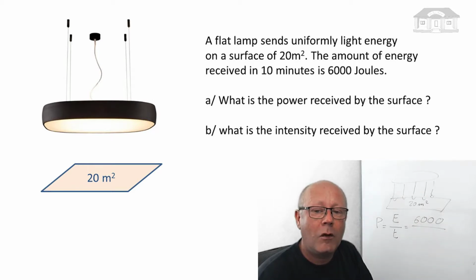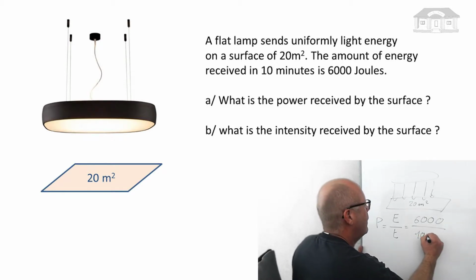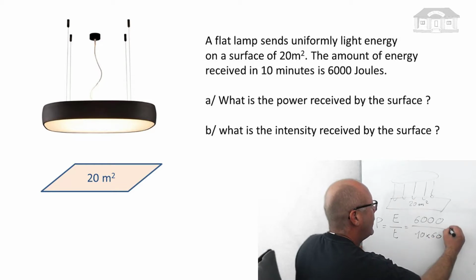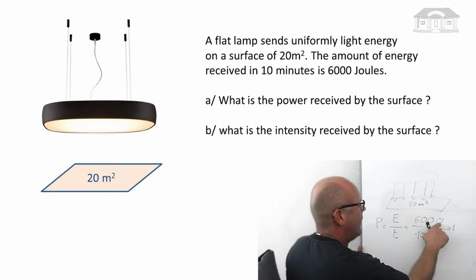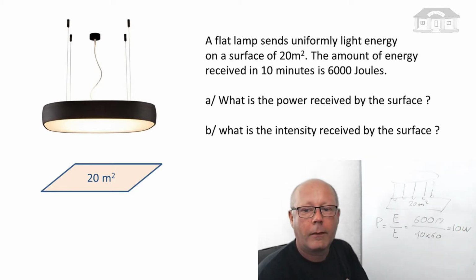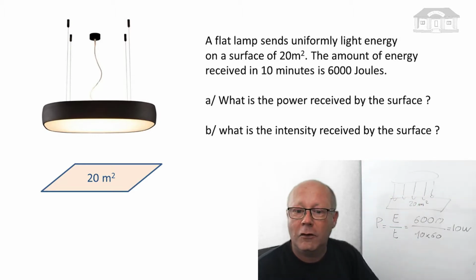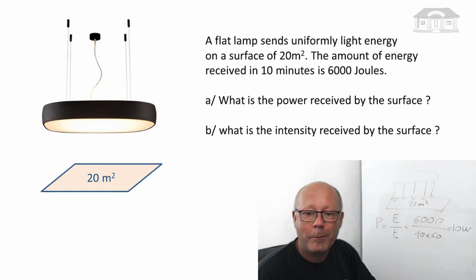So how many seconds in 1 minute? 60 seconds. So in 10 minutes, we have 600 seconds, 10 times 60. If I calculate this, I find 6,000 divided by 600, 10 watts. Now that's the first question. But these 10 watts are going to be distributed on the surface, which is 20 square meters. So each square meter is going to receive 1/20th of this power.